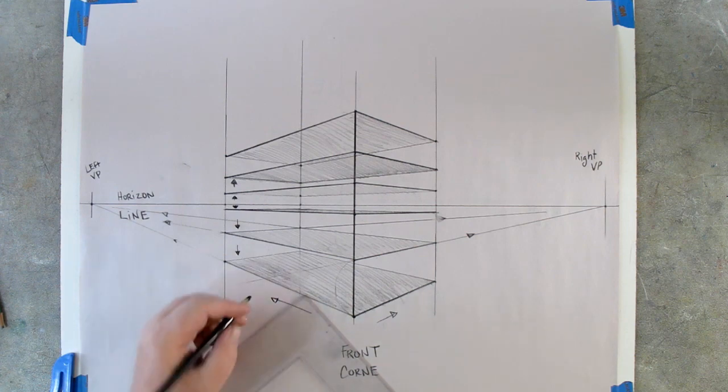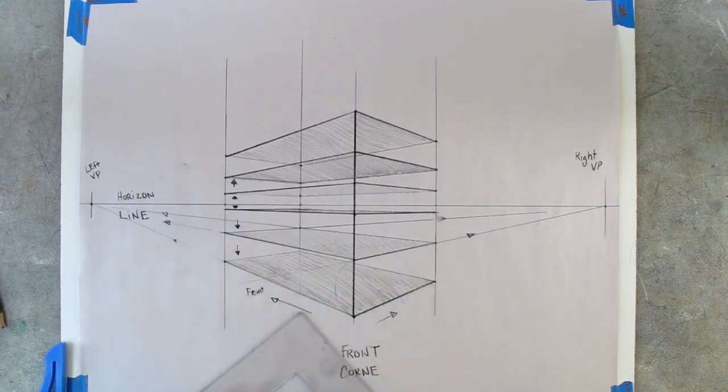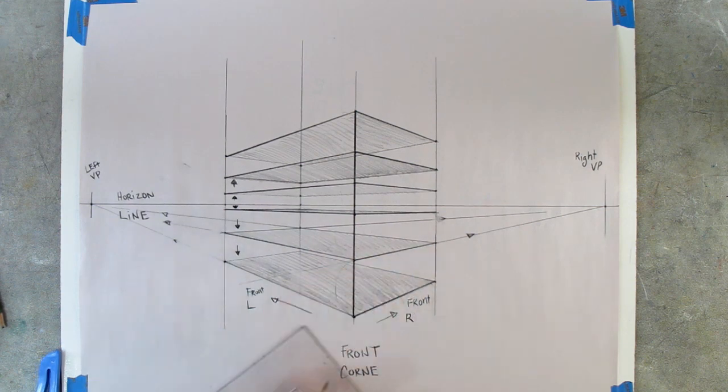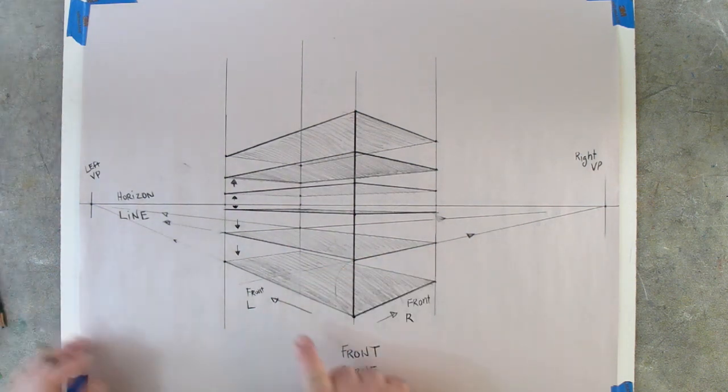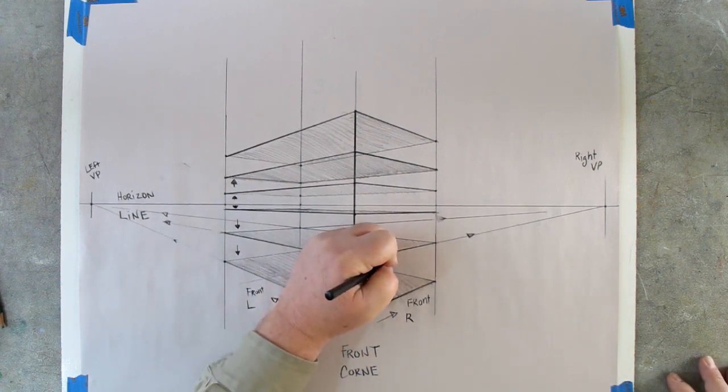So again, these would be the front. This would be the front left. Put front L there for left. This would be the front right, so put front and the letter R. And if this was the front left, we'll just call this the corresponding back left.